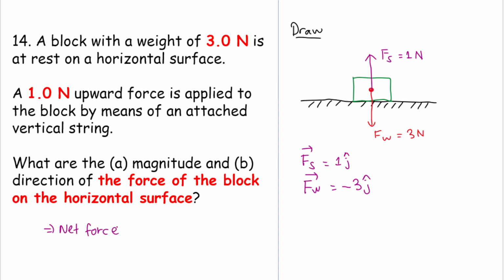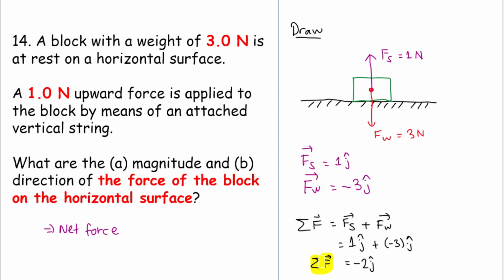And how do we find it? We will have to use this one here, right? So sigma F, we can just add them up. So we will have our Fs here, and then plus our Fw, the force by the weight. Okay, and what is Fs? We will have 1j, and then plus Fw, that will be minus 3j, right? 1 plus minus 3, that will be minus 2j, right? So we'll have minus 2j, and that will be our net force here in the unit vector notation.